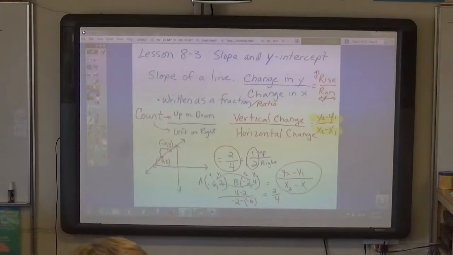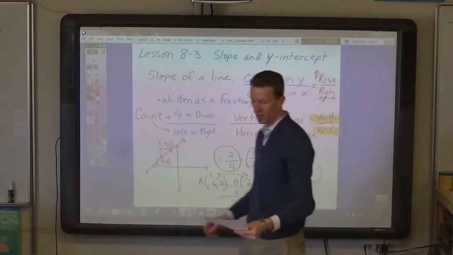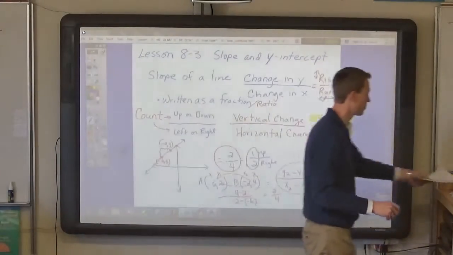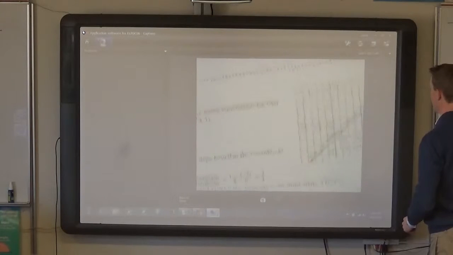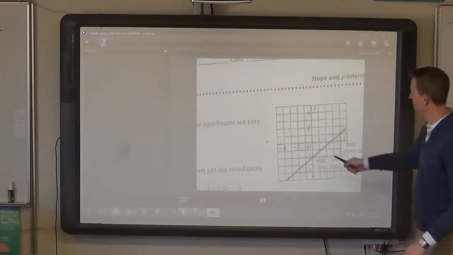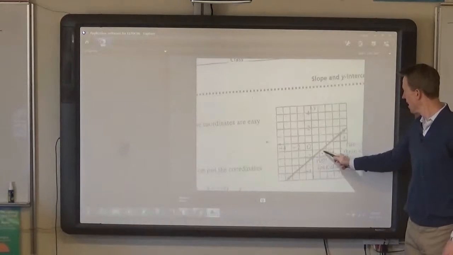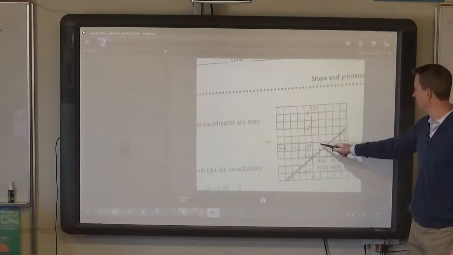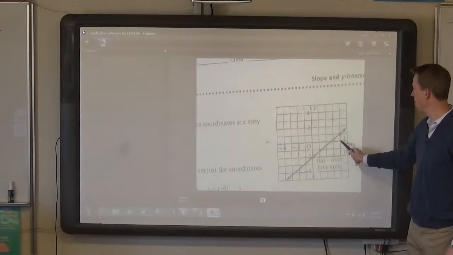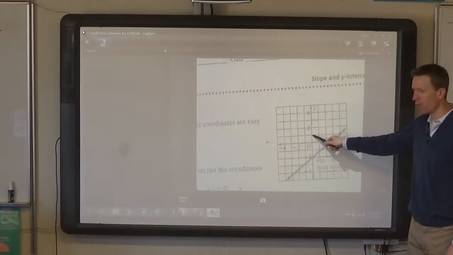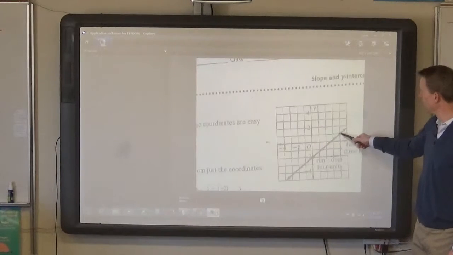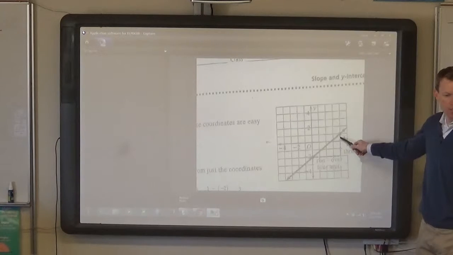So, look at the example at the top. Okay? Look at the example at the top. In that example, right here, this is the one at the top. It's at -2. And then the next point is at 1, 2, 3, 4, 1. So notice that it goes up 3 and then over 4. Does everybody see that on that example?